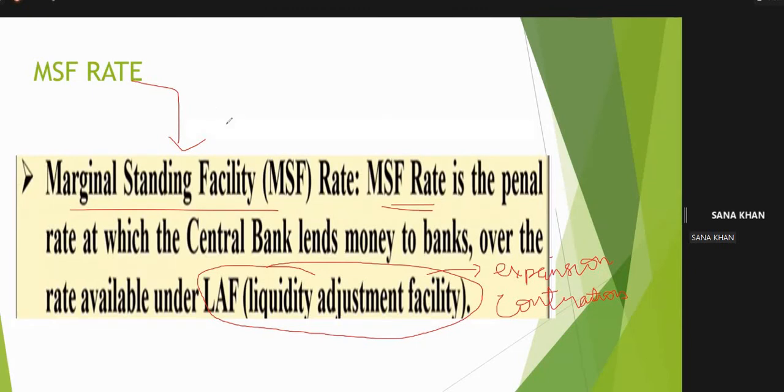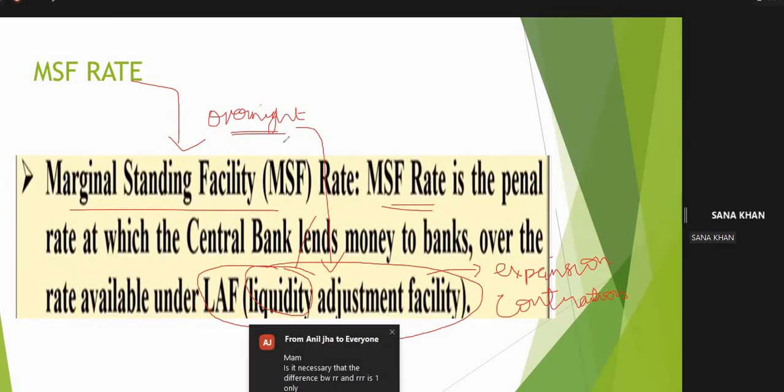This is like overnight borrowing. Maybe for 1 day, 2 days, 24 hours. It is call money. One day, exactly, sir. Yeah, 1 day, 2 days, whenever the banker makes the call, they have to make the payment. This is only to have the liquidity adjustments. If the banks require liquidity, they can easily contact the RBI, the central bank. And the rate at which they help the commercial banks at a very short notice, we call it as MSF rate.